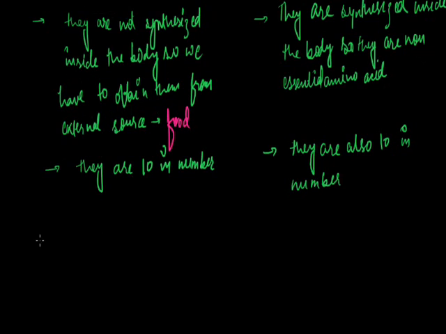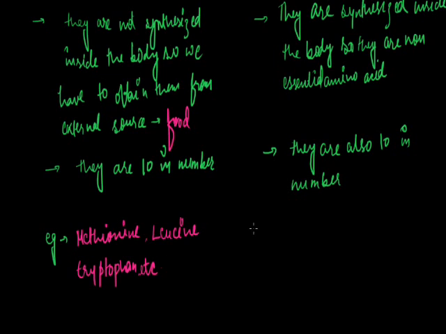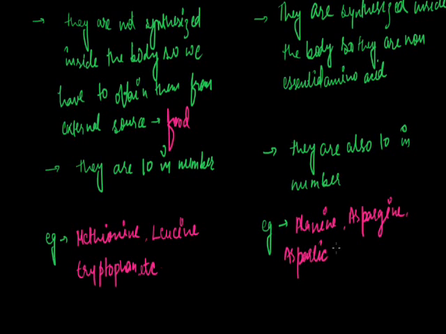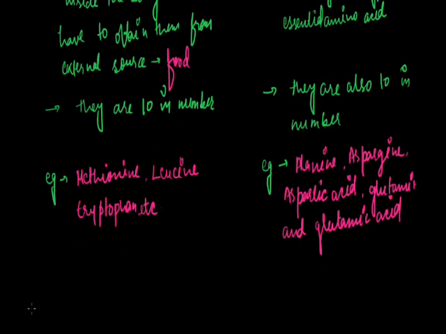For example, for essential amino acids: methionine, leucine, tryptophan, they are examples of essential amino acids. Now examples of non-essential amino acids: alanine, asparagine, aspartic acid, glutamine and glutamic acid. So that is all about essential amino acids and non-essential amino acids.